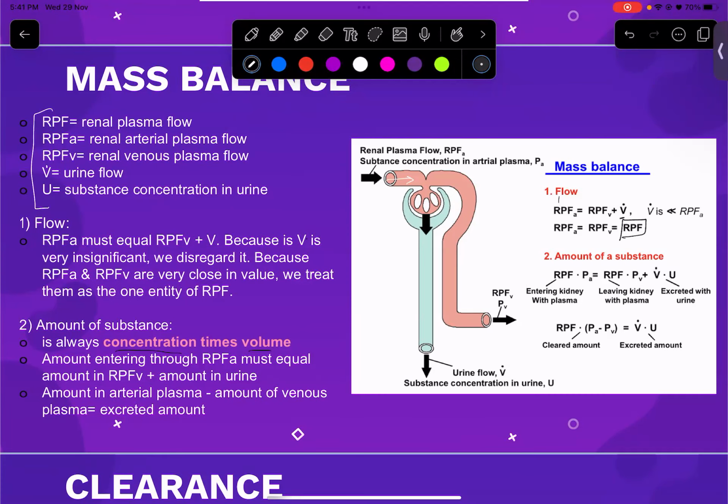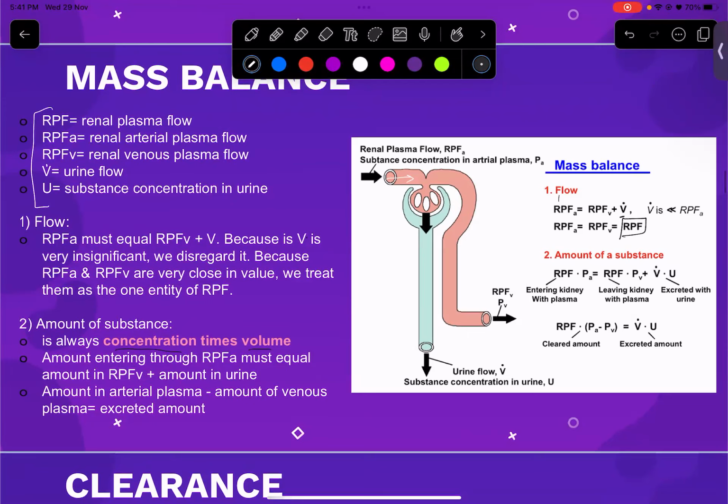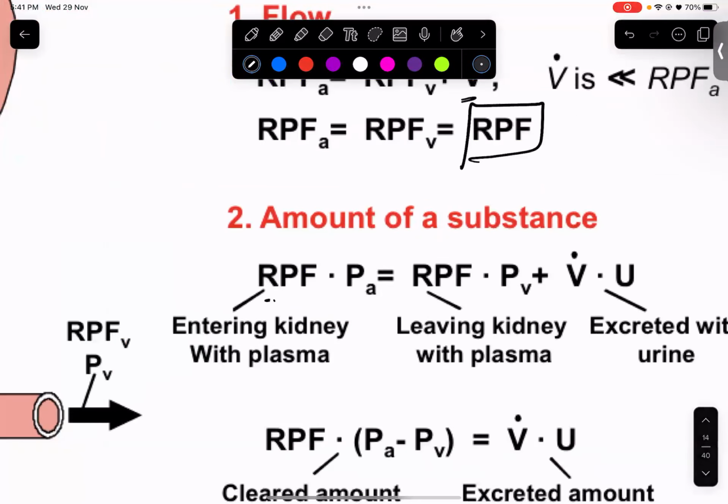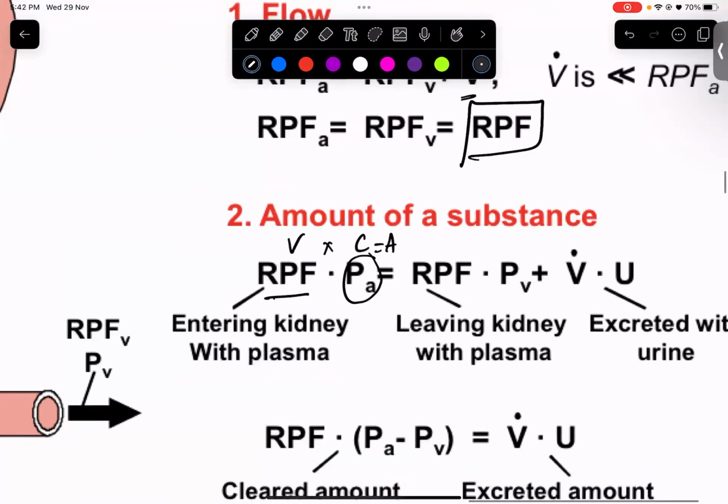Now the amount that is going to enter through the RPFA must equal the amount that is leaving through the RPFV and the urine, okay? So let's look at this. RPF is technically the volume and PA is the concentration. Volume times concentration is amount, and we're talking about the amount of the plasma that's passing through the renal artery, okay? Because it's our only input, okay?